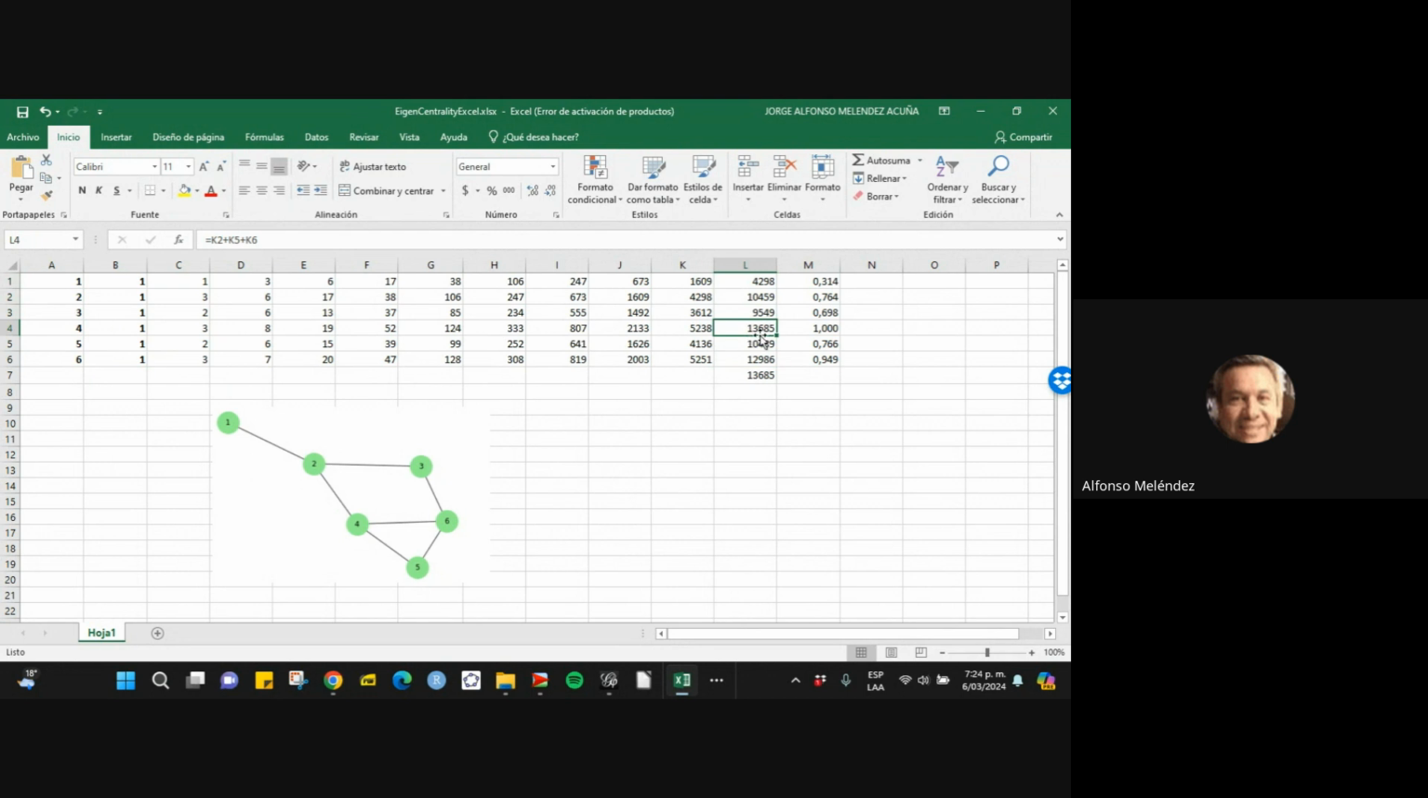If I divide these numbers by the maximum, 13605, which is the maximum power, that is node 4, I obtain a number between 0 and 1, and this is the eigenvector centrality. It's not exact, because if you want an exact value, you have to iterate 100, 1000 iterations. In the limit, when this tends to infinity, this gives the ideal values.